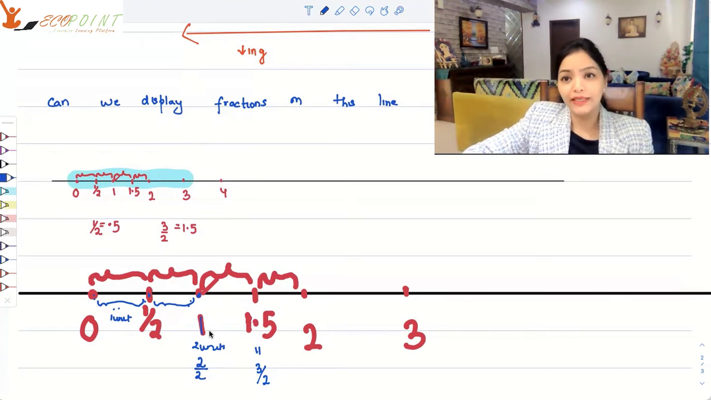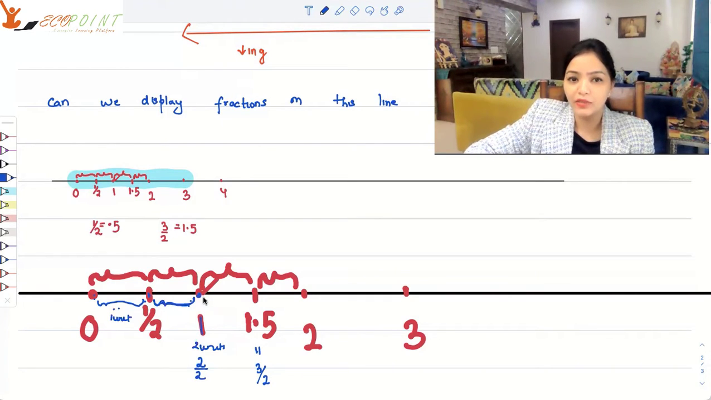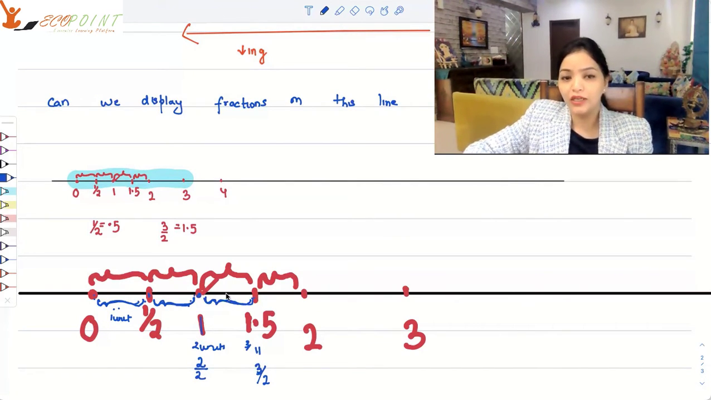Now I want to display 3 by 2. How do I display 3 by 2? I will go exactly this amount as a unit here, and this is my third unit. This is another 1 unit, and this is your third unit. And out of the 2 units, this is the ratio 3 by 2. 3 units where every distance was this. So this is your 2 units. So 3 out of 2 units. This is how you can visualize fraction.